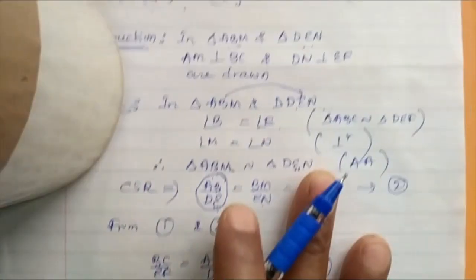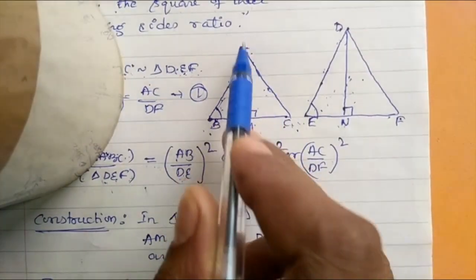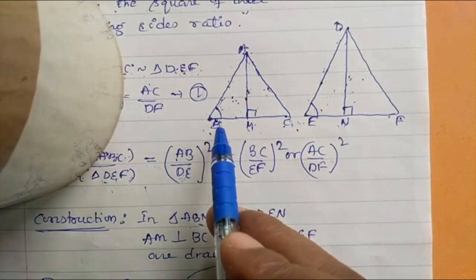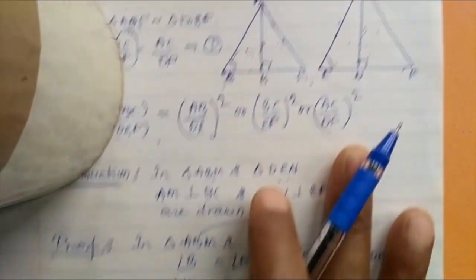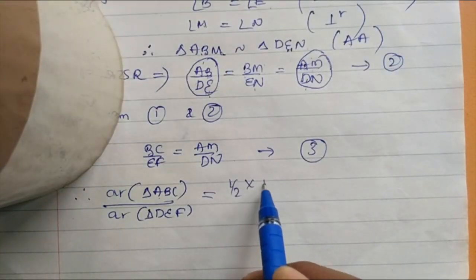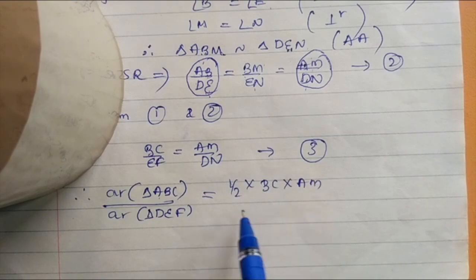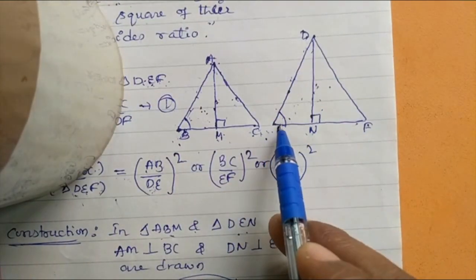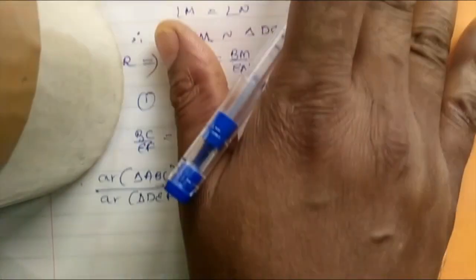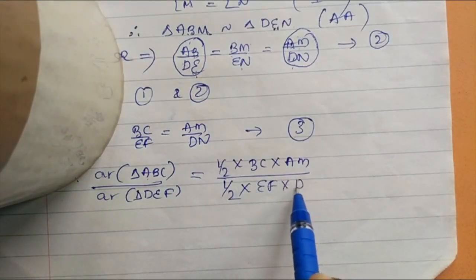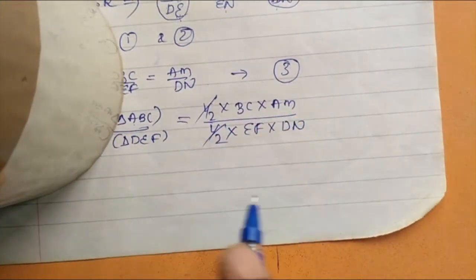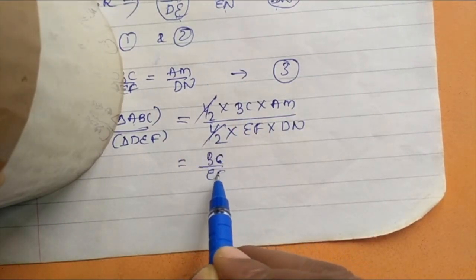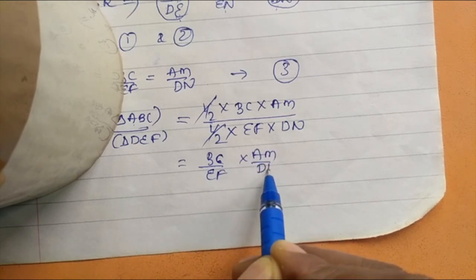So area of triangle ABC. What is the area of triangle ABC? Half into base into height. Half into BC into AM. For this triangle, half into base, base is BC, height is AM. So half into BC into AM by triangle DEF. Triangle DEF also has half into EF as the base, height is DN. So half into EF into DN. So I can cancel the half with half, and finally what is left? BC by EF into AM by DN.